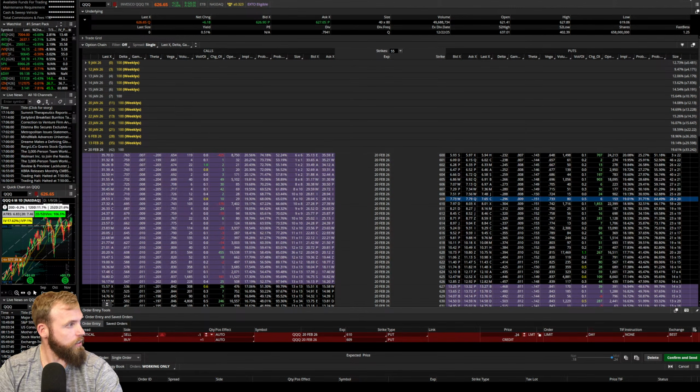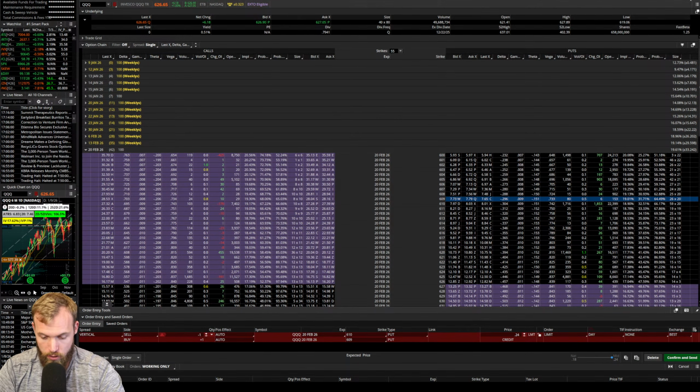So I'm risking 78 to make that 22. What's the probability that we make this? The probability of this option being in the money at expiration is 19%. Or I'm sorry, 31.7%. My bad.